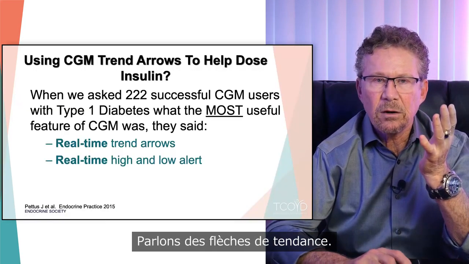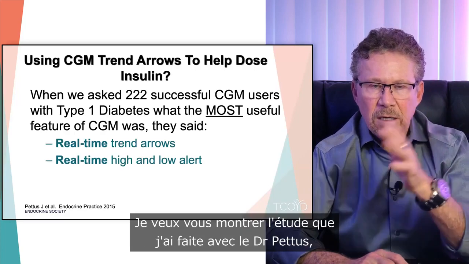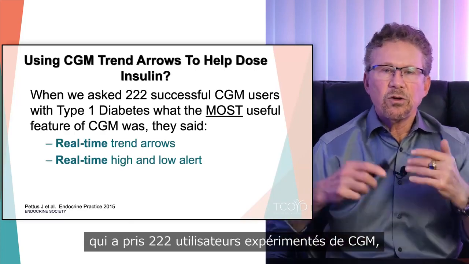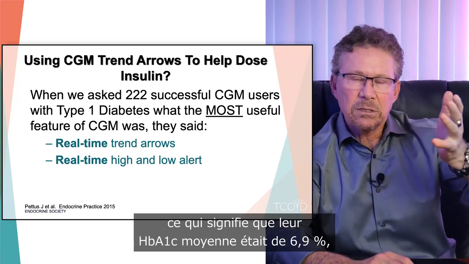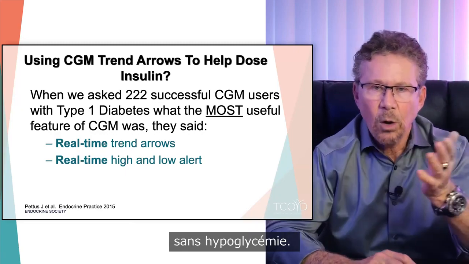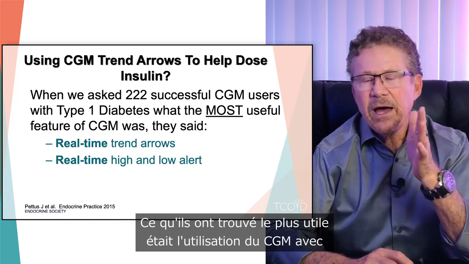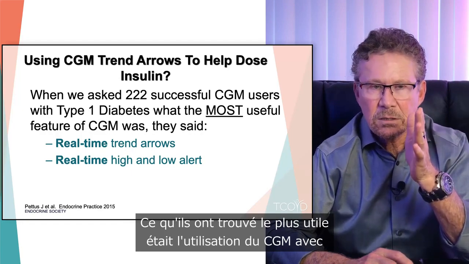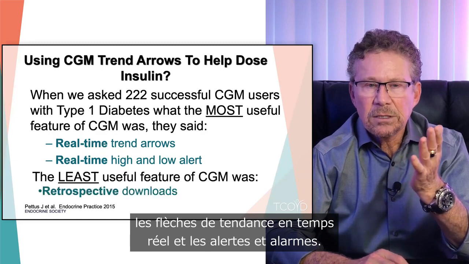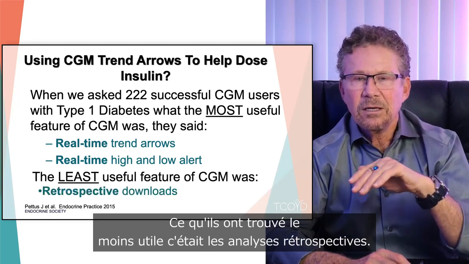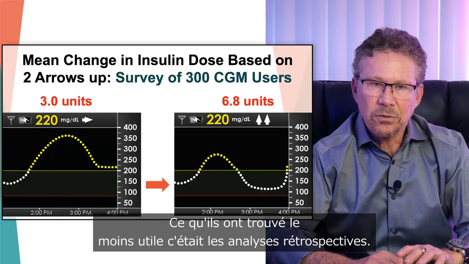Let's talk about trend arrows. I want to show you the study that I did with Dr. Pettis. We took 222 successful CGM users. That means that their average A1C was 6.9. They had no hypoglycemia. What they found was the most valuable using CGM was the real-time trend arrows and the alerts and alarms. What they found least useful is looking at the data in retrospect.